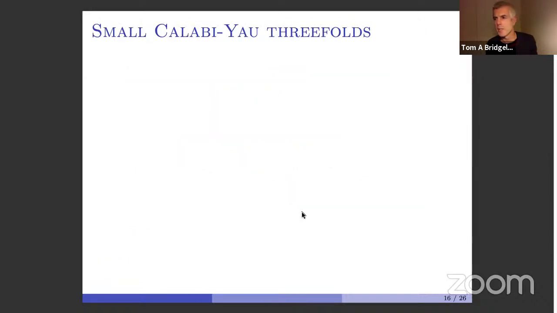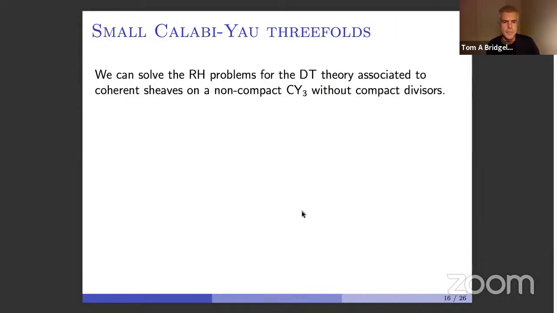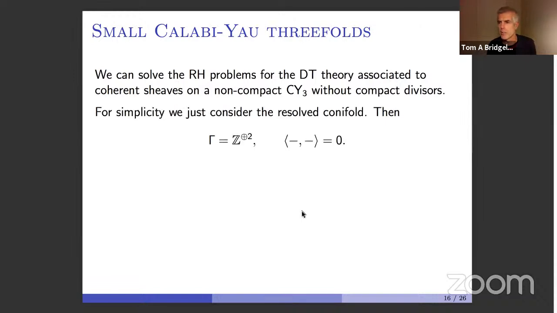Okay, so now I'm going to move on to a slightly more complicated case. This is the case of non-compact CY3 folds, which have no compact divisors. I think I can do it in that generality. But actually, I'm just going to focus on the resolved conifold. I think you know what the resolved conifold is: it has a single rational curve in it with normal bundle -1, -1.